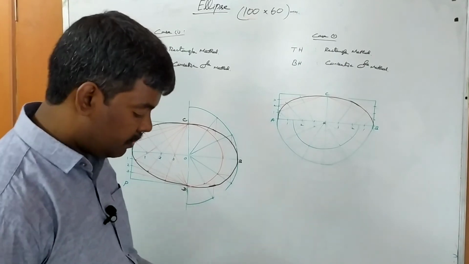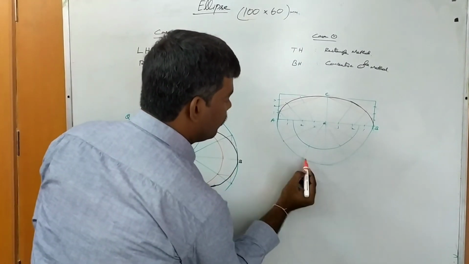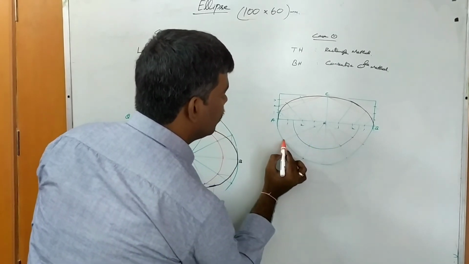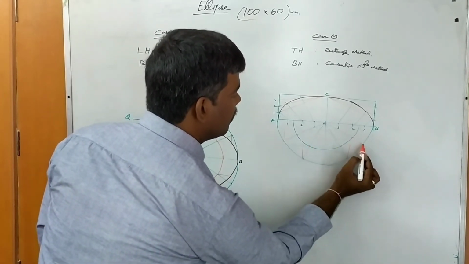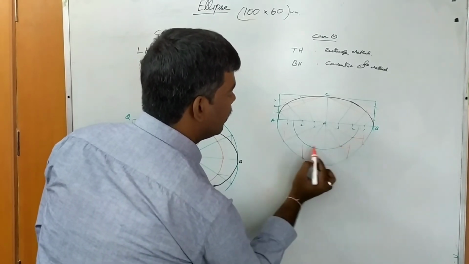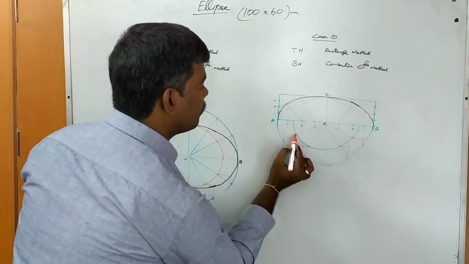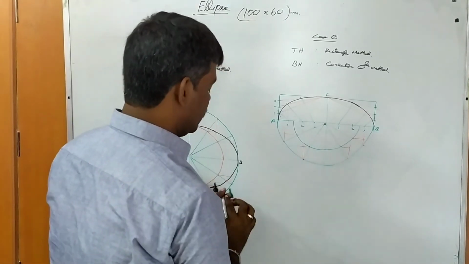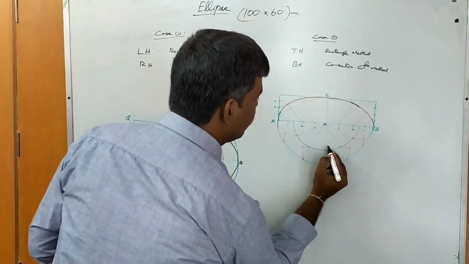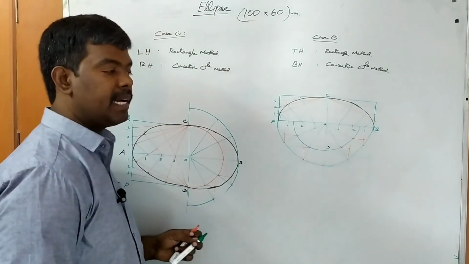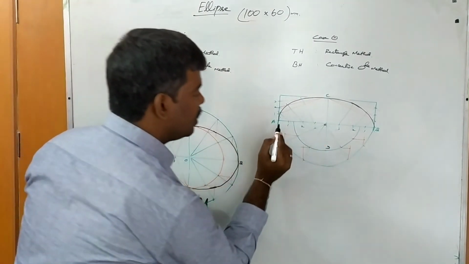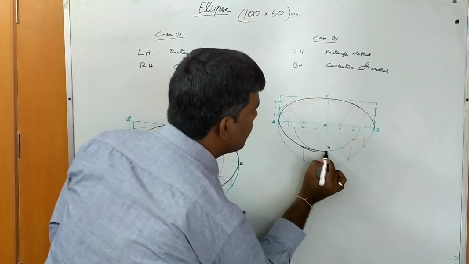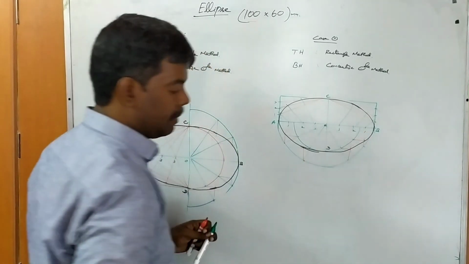Then you know the common procedure. From outer circle points, from inner circle points, from outer circle you draw vertical lines, from inner circle you draw horizontal lines, the intersection points including the minor axis. So this end is D, CD, it is minor axis, 30 plus 30, 60. Then you join it. Clear? That's all.